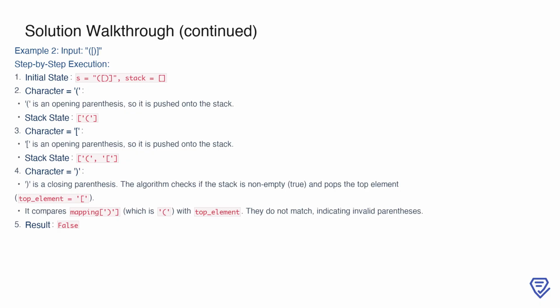The following character is a closing parenthesis. The algorithm checks if the stack is non-empty, which it is, and pops the top element. It then compares this popped element with the mapping of, which is. Since they do not match, this indicates that the parentheses are not balanced. The algorithm does not need to process further, as the mismatch confirms the string is invalid. Hence, the result is false.